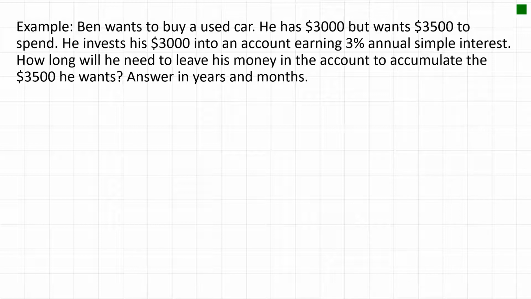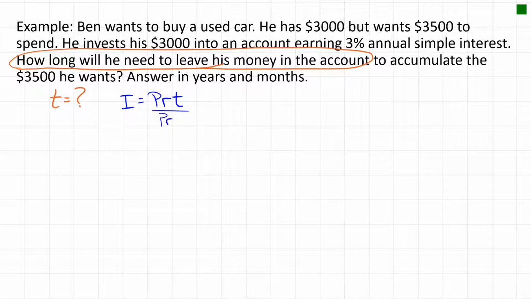The first thing we need to do is to identify what we're being asked to solve for. And if we look into the question, we are being asked, how long will he need to leave his money in the account? That's the question. So we want to know time. So if we start with our I equals PRT equation, and we want to know time, then we divide each side by PR to cancel PR on the right, and that leaves us with time is equal to I over PR.